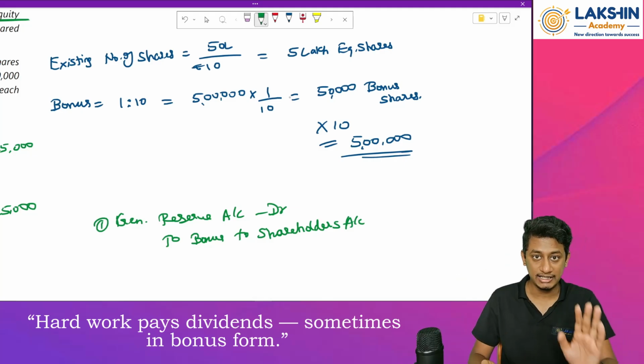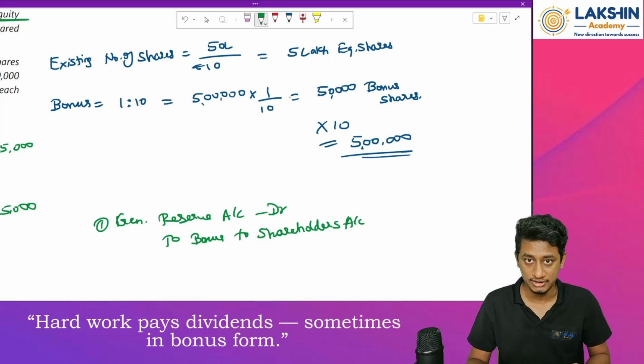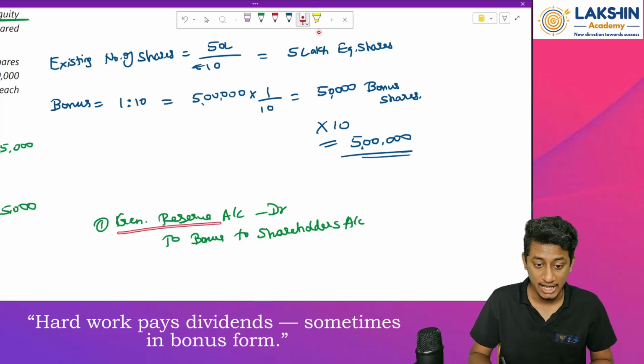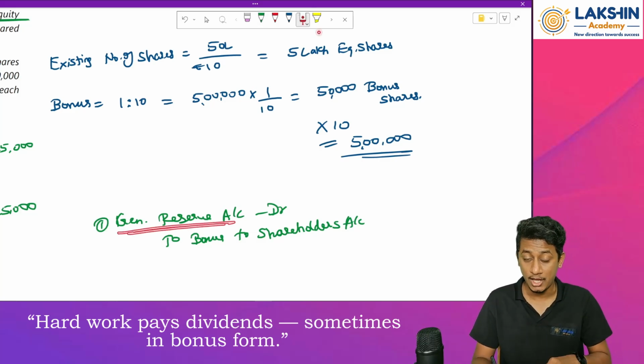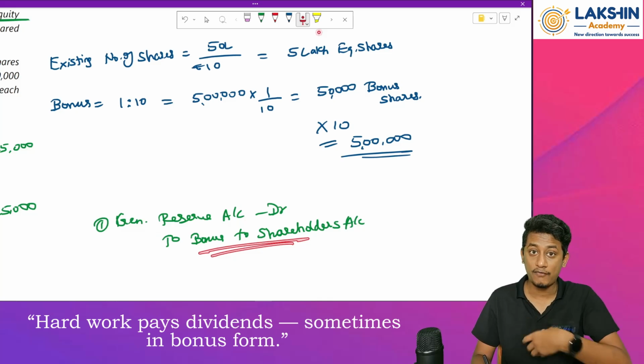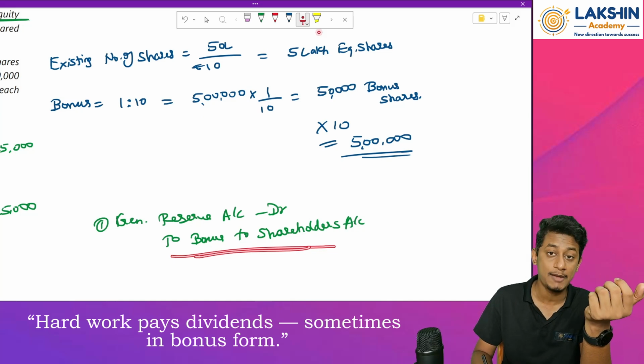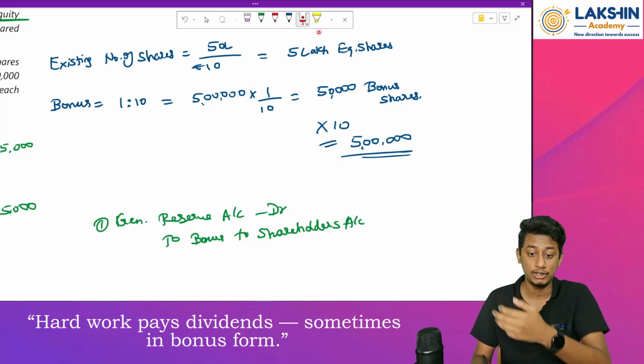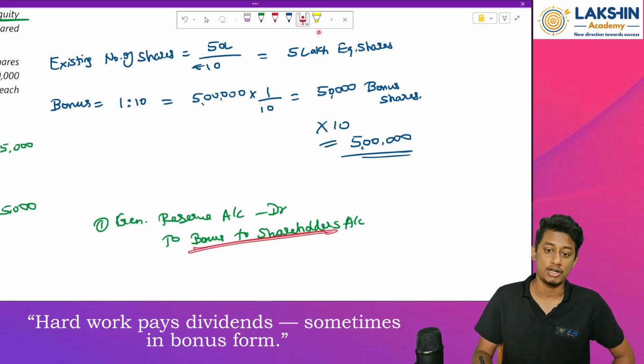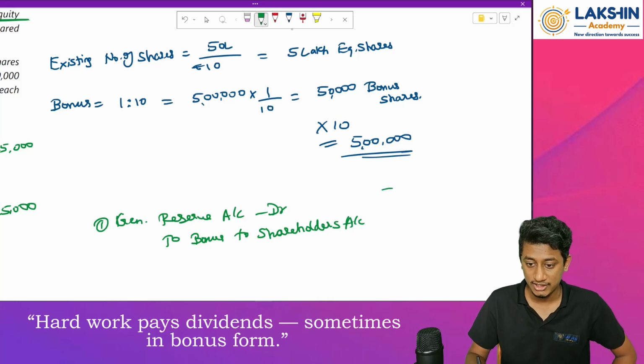I have made a declaration that I will issue bonus shares, and I have reduced the value of general reserves also. Now I need to pay off the bonus shares. I need to give it to the shareholders, right? Have I given it? No, not yet. So because of that, I am creating a liability, so that I know that tomorrow I need to give bonus shares to the shareholders. Clear? Okay. Now what is the value of bonus shares? Rupees 5 lakh. We have computed it above.